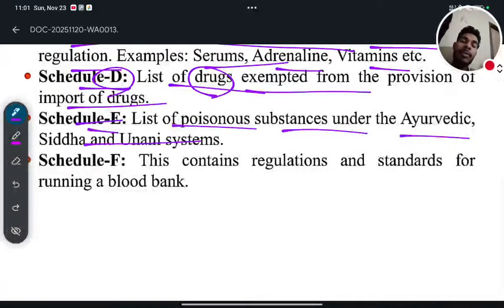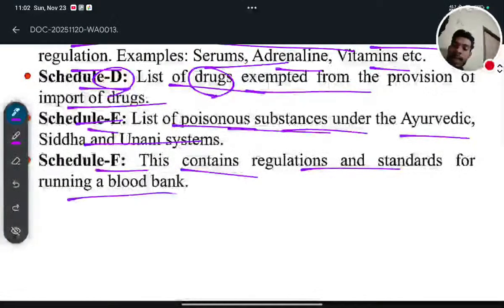Schedule F. Why am I going so fast? Because I have already made another lecture on these schedules. So if you want to see that properly with full explanation, you can see that video. Now I will go first only for schedules up to Z. So Schedule E is for poisonous substances, and Schedule F contains the regulations and standards for the running of a blood bank, mainly for blood bank.